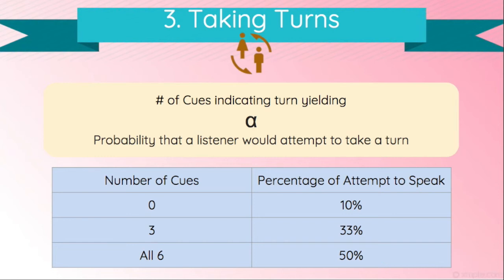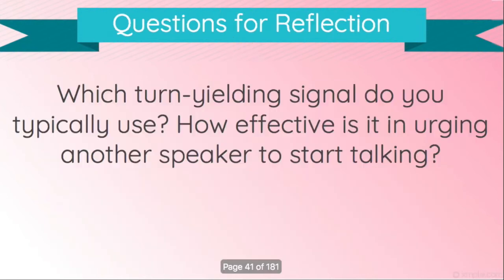But when you use 3 cues, 33% of the time, another speaker will attempt to speak. And when you use all 6, there's a 50% chance that another person will attempt to speak. So turn yielding signals are efficient in allowing other people, or urging them, to start speaking as well.